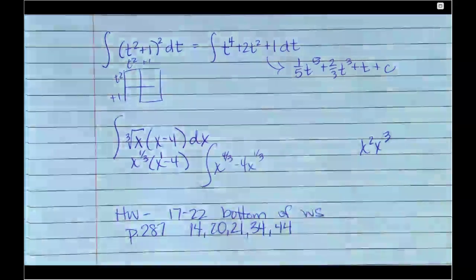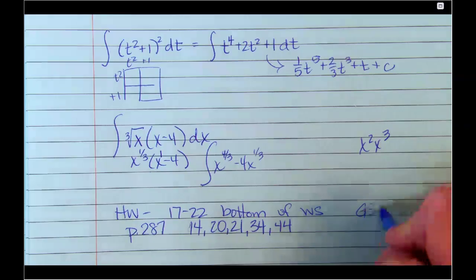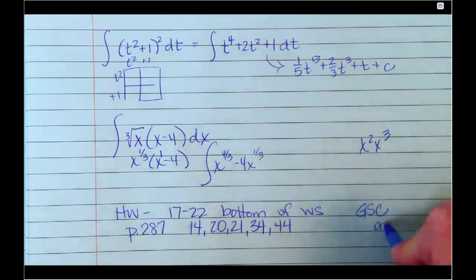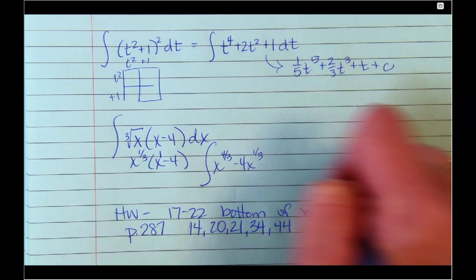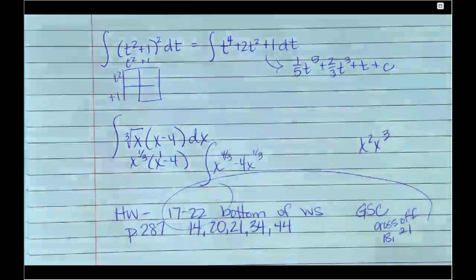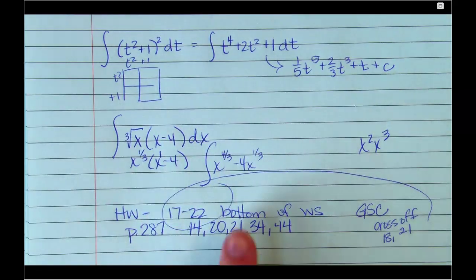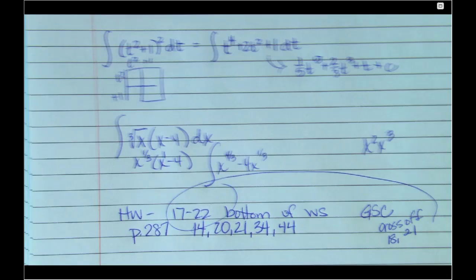Okay. If you are Gold Star Club, I already made this pretty small, but Gold Star Club, you can cross off 18 and 21 from the worksheet. But I want you to do all these because this is a very minimal assignment on the bottom. So that's not much that you're getting rid of, but it's a little bit. Okay, there you go.